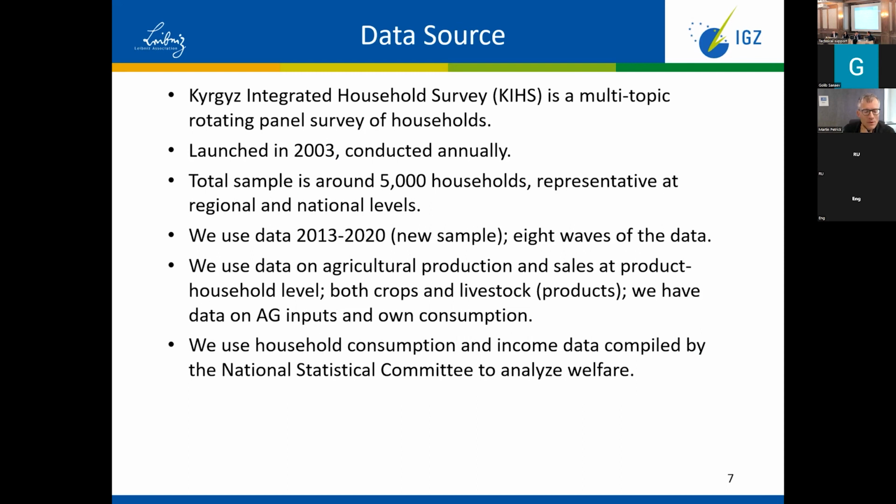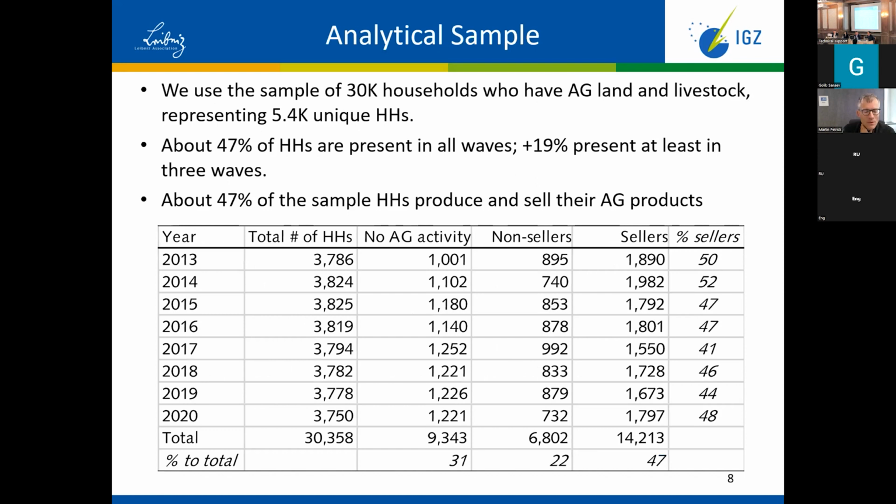As welfare indicators, we use household consumption and income data from the statistical committee that is available from their website. What we end up having is about 30,000 observations of households who have agricultural land and livestock, representing about 5.4 thousand unique households. About half of them are present in all 8 waves, and about 19% are present in at least 3 waves. About every second household sells their product, and this table shows the sample across years.